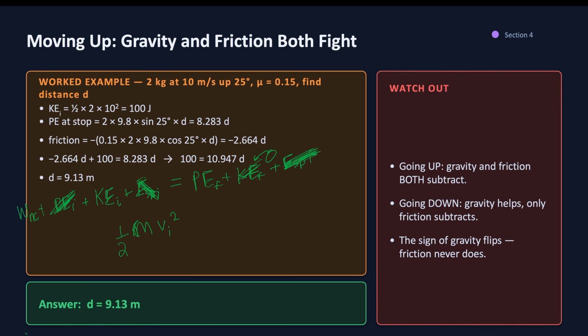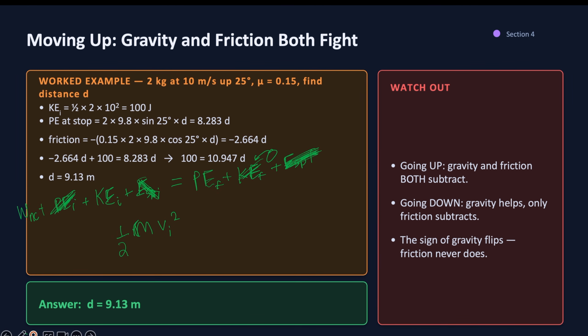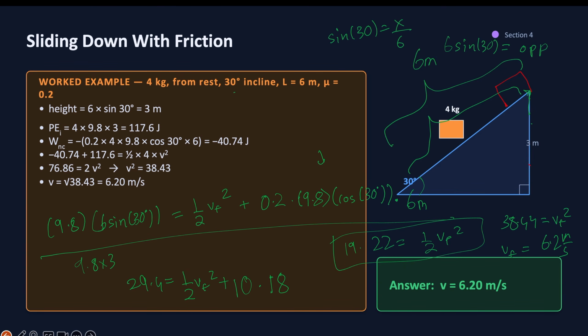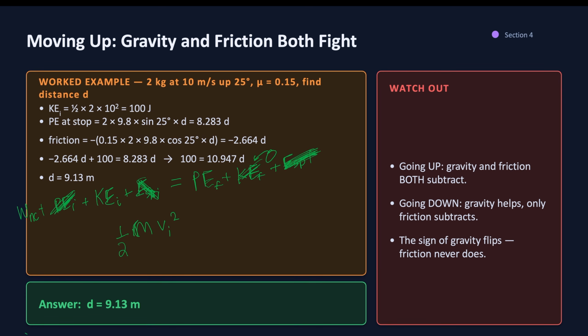1/2 m v initial squared plus work non-conservative. So I could do that right here, or I could do it over here. So we'll see what I'm going to do first. Potential energy final. So think about it. The block has to slide up the ramp till over here, and that's its maximum point, right? That's when all the potential energy is going to equal all the initial energy, because then that's when it's going to stop. It's going to have 0 kinetic energy, and then it's going to stop, right?